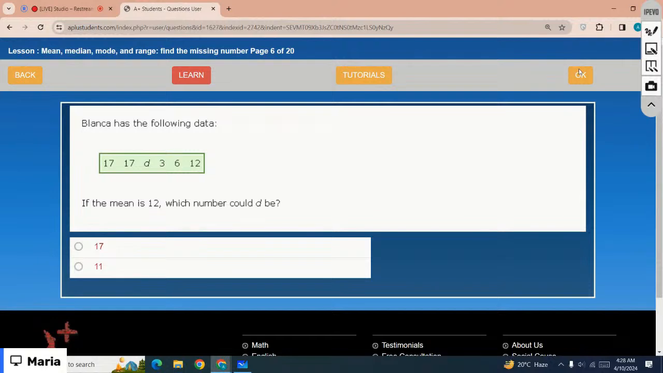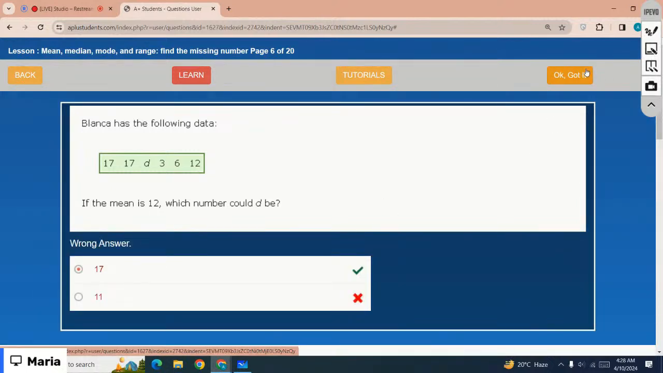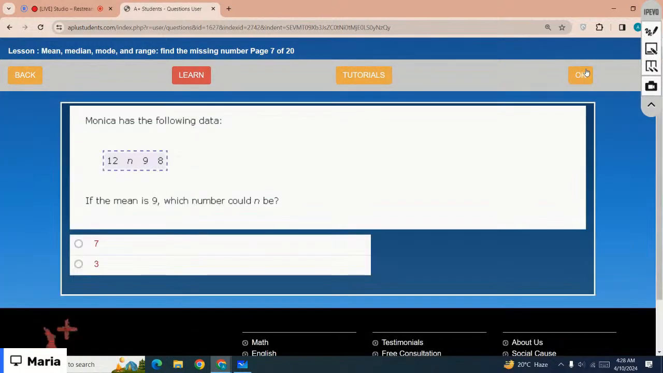Blanca has the following data. If the mean is 12, what could D be? Which is the correct option? The correct option is 11 it is. Oh, 17 it is. Monica has the following data. If the mean is 9, what number could N be?